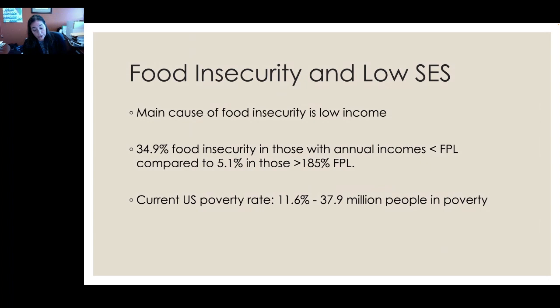The current U.S. poverty rate is 11.6%, which translates to about 37.9 million people currently living in poverty. Although researchers argue that the way that poverty is currently measured underestimates that number, so there are likely more people living in poverty. And like food insecurity, poverty disproportionately affects certain sociodemographic groups, such as African Americans, Hispanics of any race, single-family households with children, and either a male or female head of household.